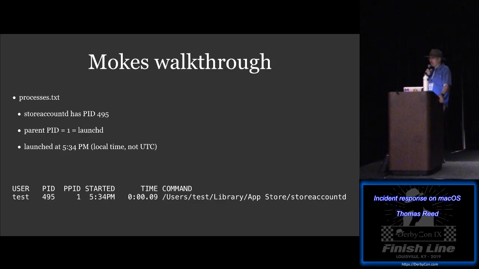So let's dig a little deeper and look in the processes data, and we can get the process ID, which is 495. We see the parent process ID is 1, which is launchd. That is the parent process for just about everything, and certainly for something loaded via a launch agent. So that makes a lot of sense. That's totally logical. We can also see that it was launched at 5:34 p.m.